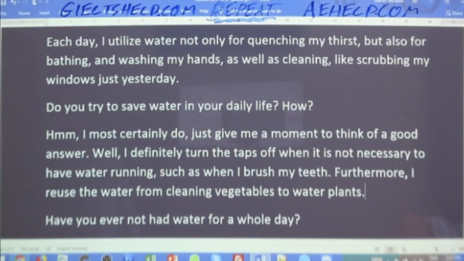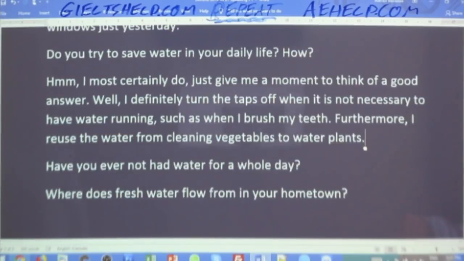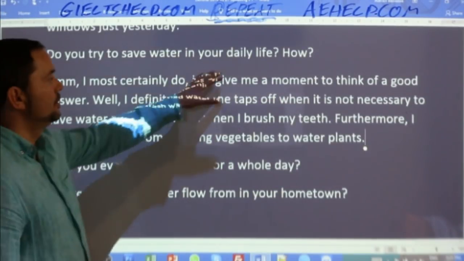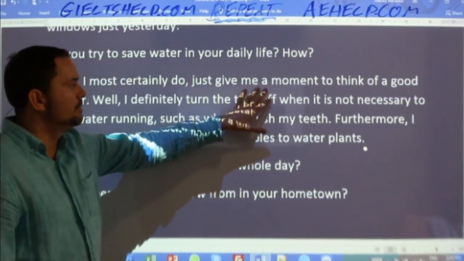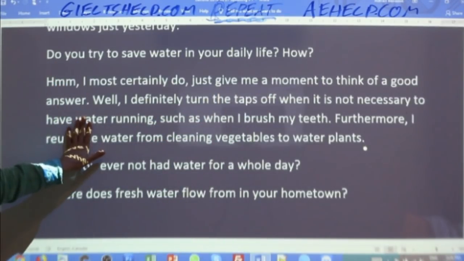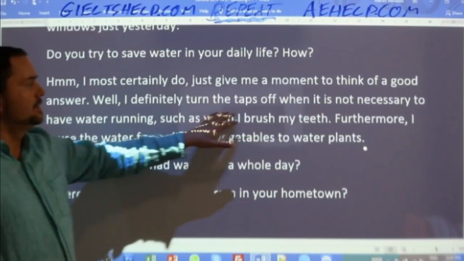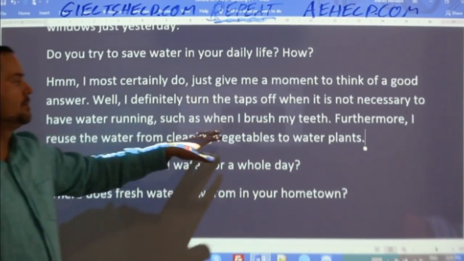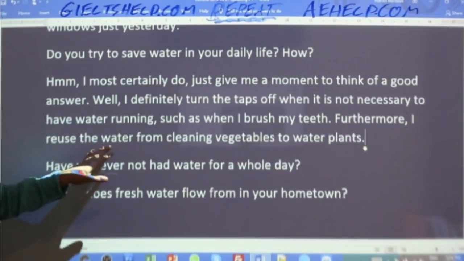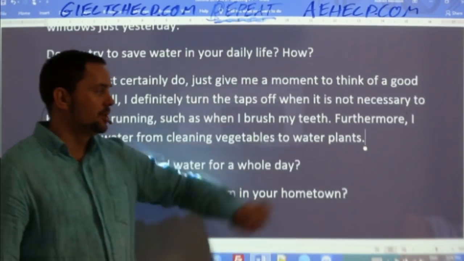Okay. Repeat again after me. Do you try to save water in your daily life? How? I most certainly do. Give me a moment to think of a good answer. Well, I definitely turn the taps off when it is not necessary to have water running, such as when I brush my teeth. Furthermore, I reuse the water from cleaning vegetables to water plants.